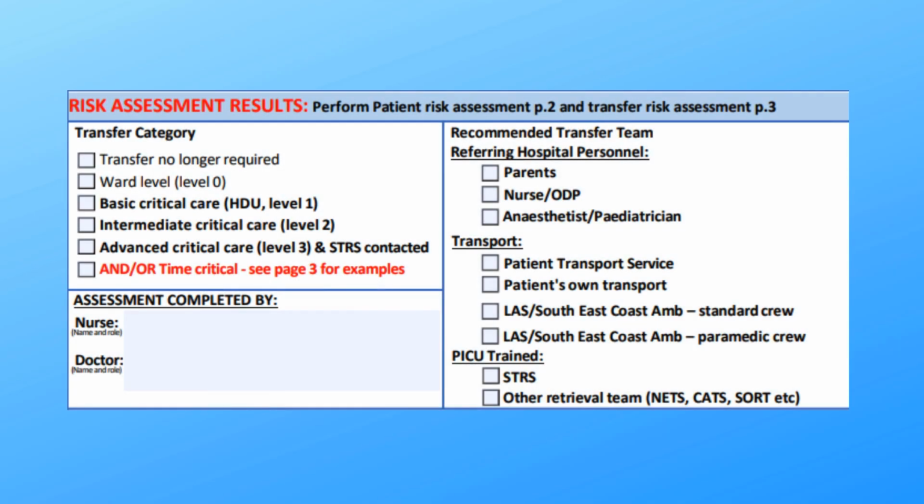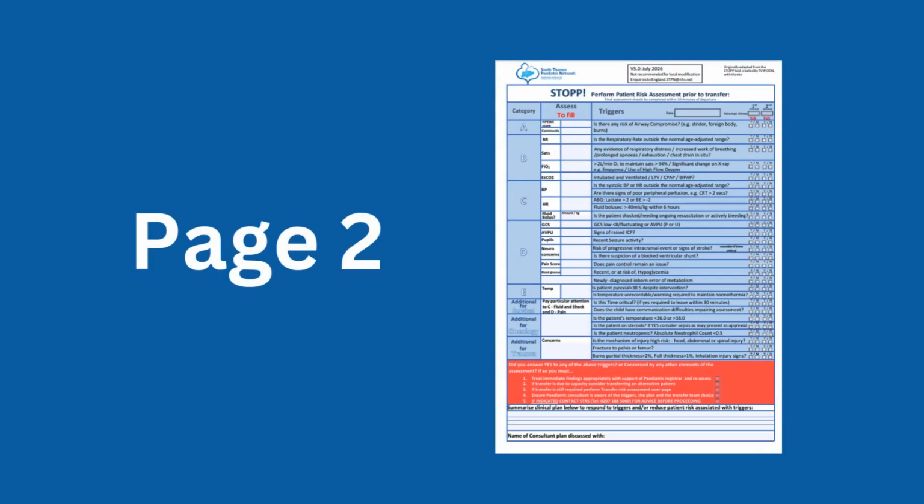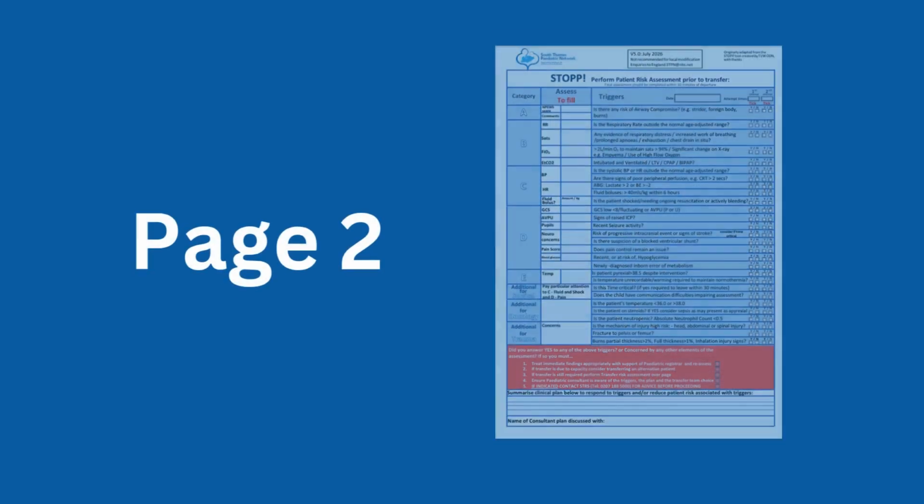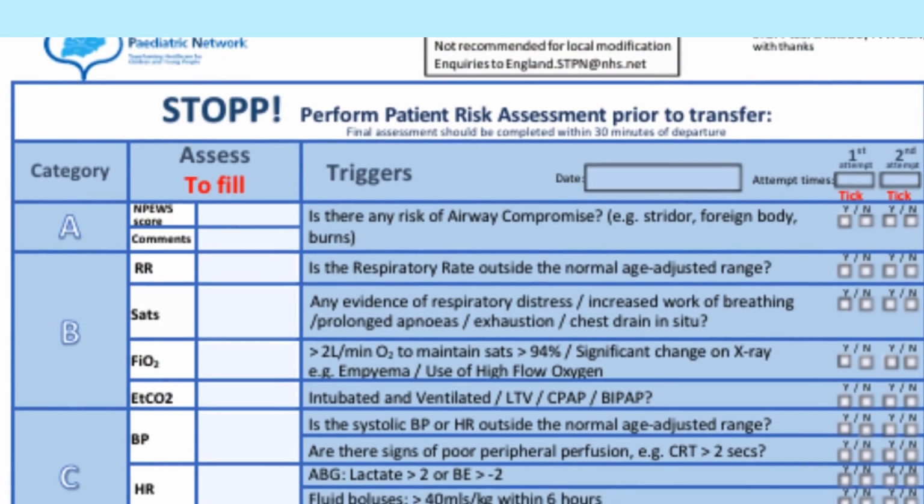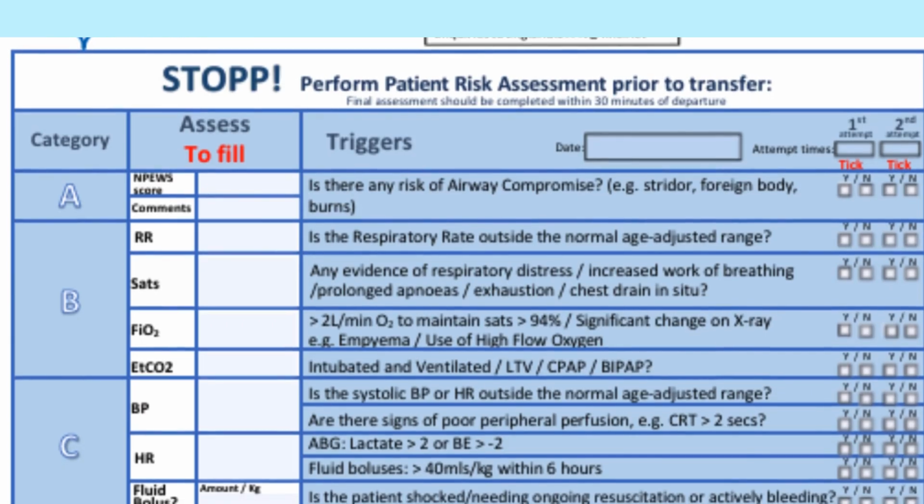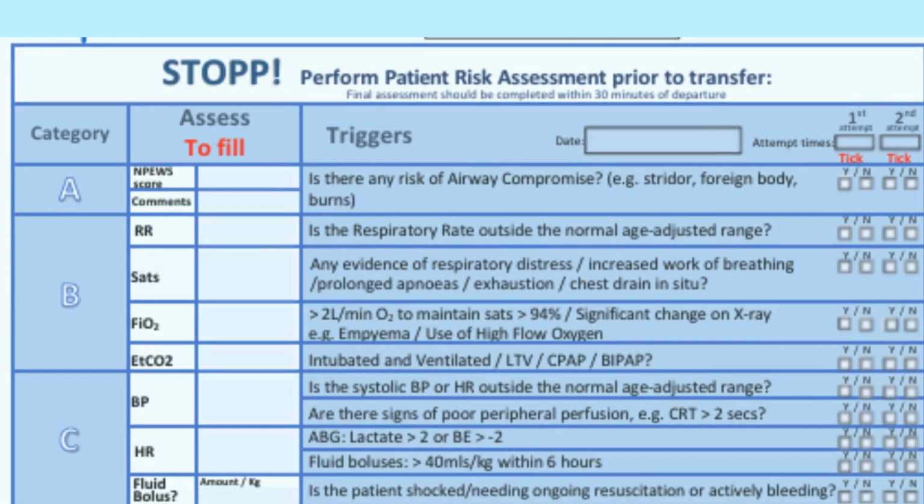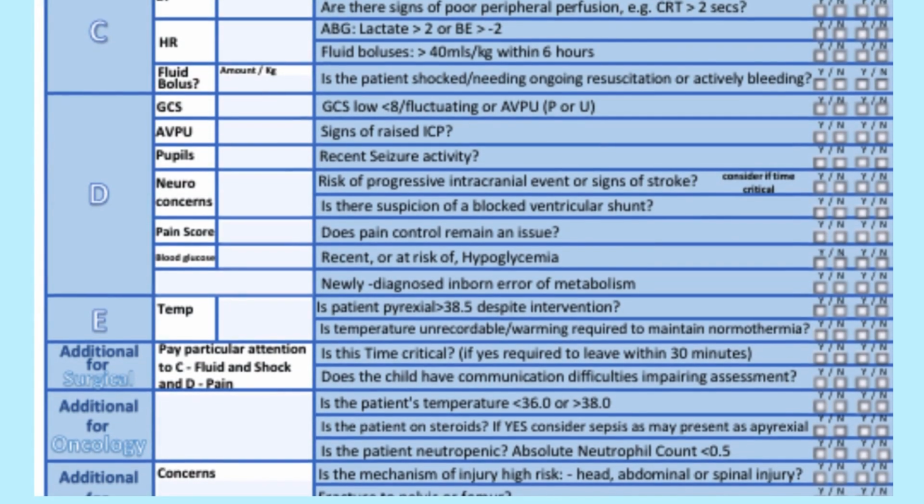The risk assessment results section at the bottom of the page is completed after undertaking the risk assessments on pages 2 and 3. A key part of the document is the patient risk assessment on page 2. Complete the A2E assessment of the child's current clinical condition using this checklist.